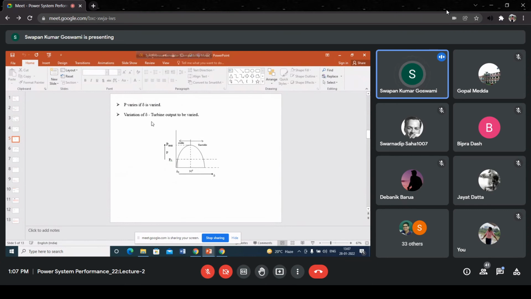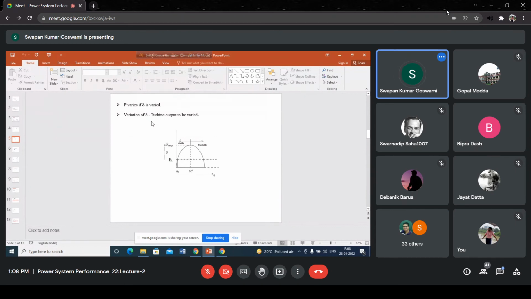Turbine output goes to the generator. Then generator input has to be changed. For changing the generator input, turbine output has to be changed. For changing the generator output, turbine input has to be changed. And what is the turbine input? That is nothing but the steam. Steam comes from the boiler through the steam valve.